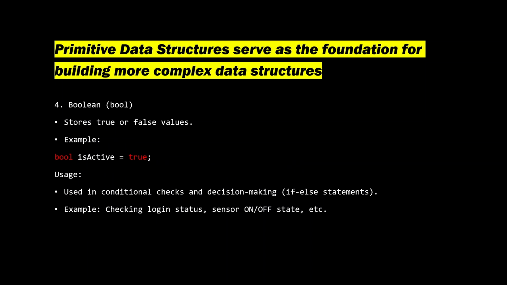Boolean. It stores either true or false values. Here in this example, we have a variable called isActive, which holds the value true, and the data type of this isActive variable is Boolean. For short, we can say bool. Boolean type is used in conditional checks and decision making, for example, if-else statements. It helps in checking login status, or sensor off or on status.